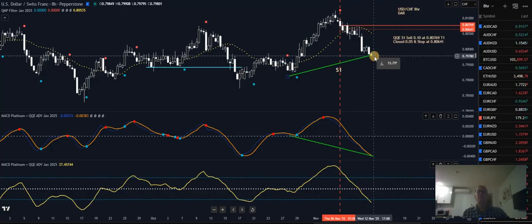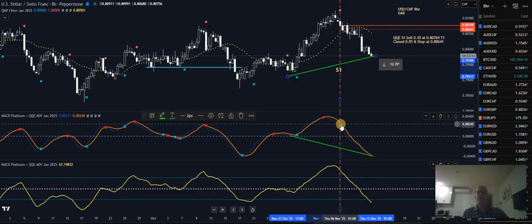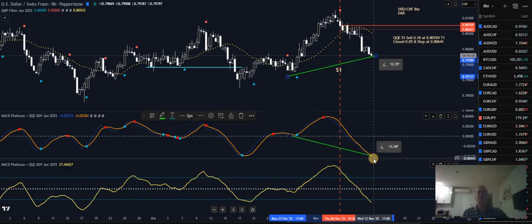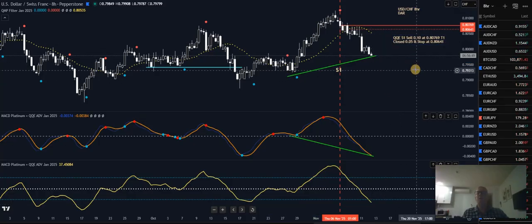USD Swiss franc, very similar setup to the USD CAD. Took a sell up here, it's a very similar scenario. It's obviously the US is causing the movement. Gone down through the 50, close half, trail the stop. Probably drag that stop down a little bit further in the morning. And in the meantime, we've got potential hidden bullish divergence forming. And the QQE is below the 40 level. So we're looking good to reverse, but who cares if it keeps on dropping because we're still in a sell trade.